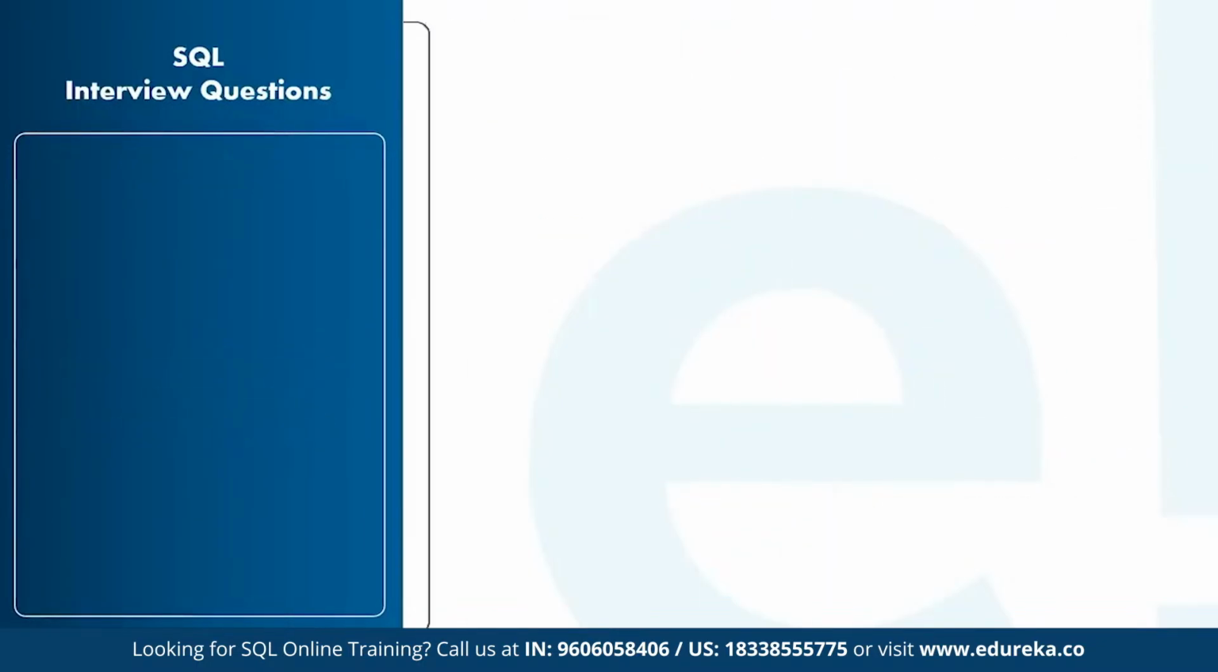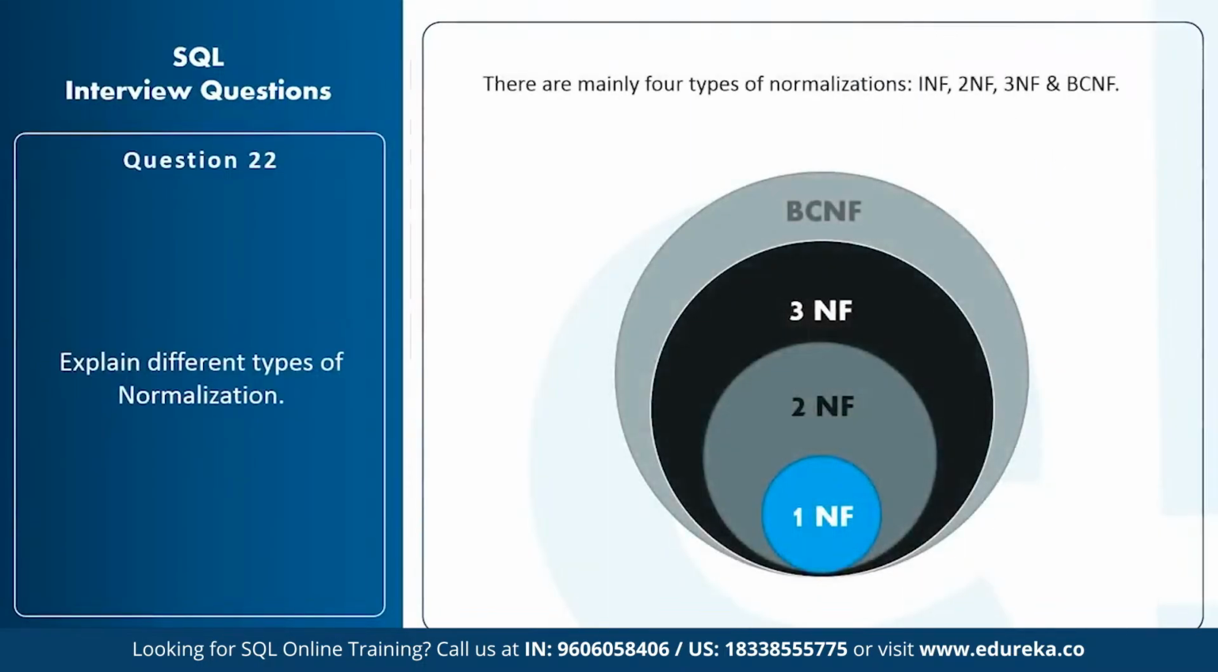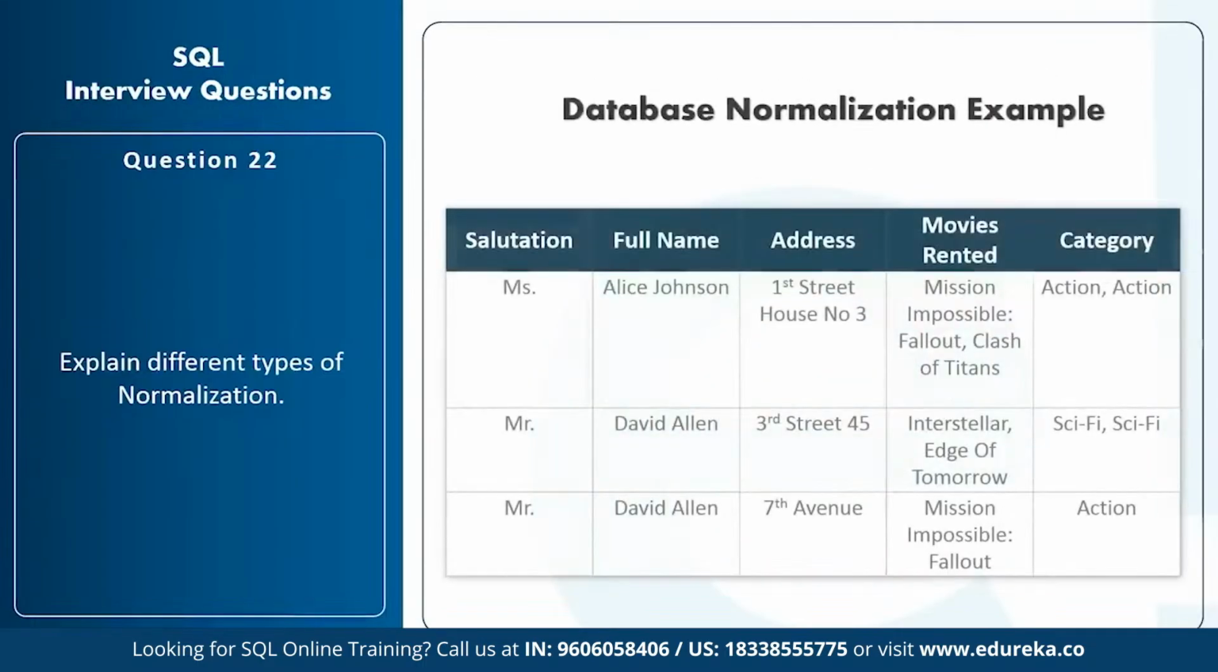Now let's move forward to the next question. That is, what are the different types of normalization? So there are mainly 4 types of normalization, that is 1NF, 2NF, 3NF, and BCNF. Now let me explain the different types of normalization with an example. So guys, this is the table that we're going to consider for the example. Now you basically have to apply normalization to this particular table.